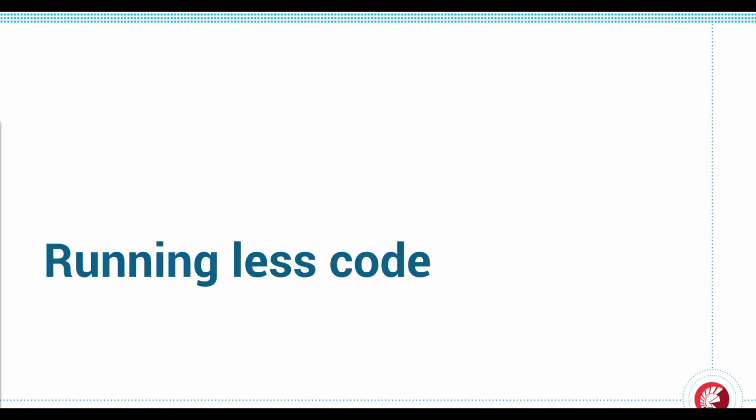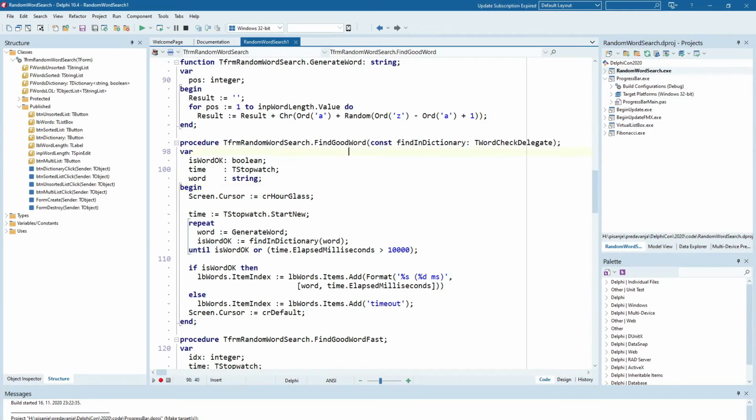Okay, so let's switch to code now. I have here a demo program called Random Word Search, which implements a search for a random English word in a very weird way. A stupid program gives a better demo.